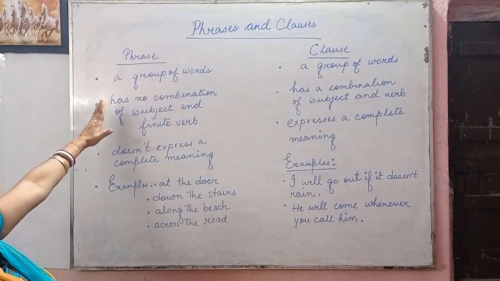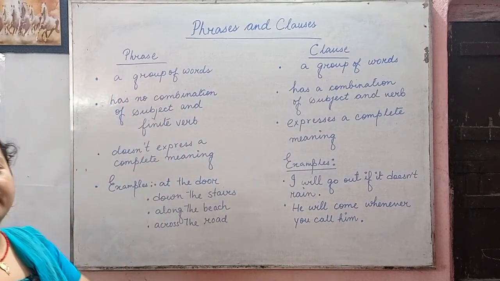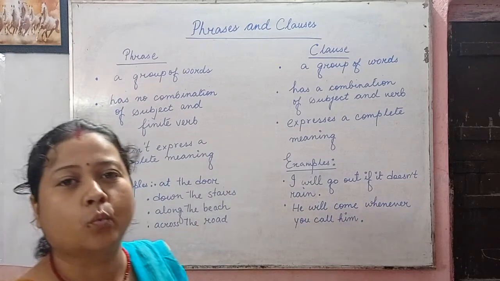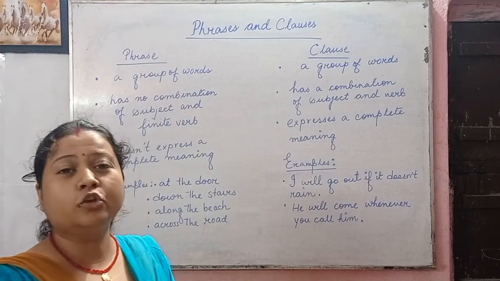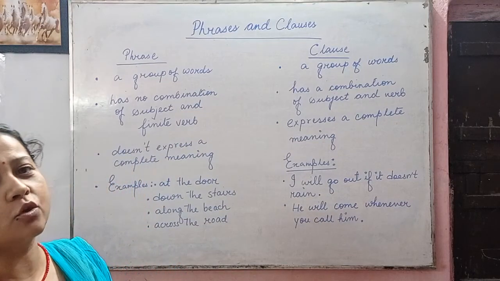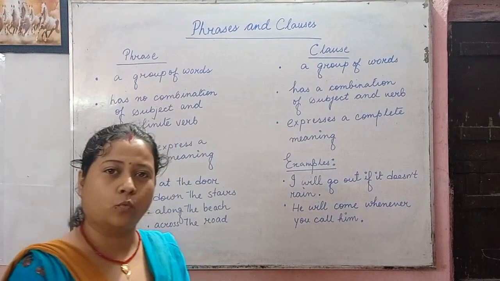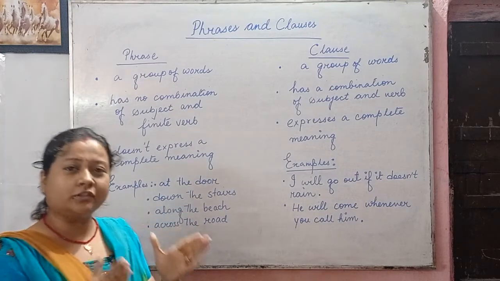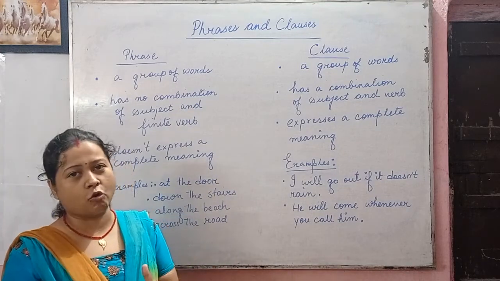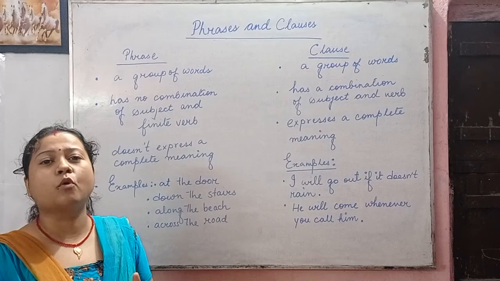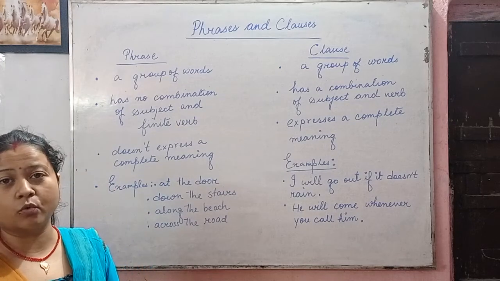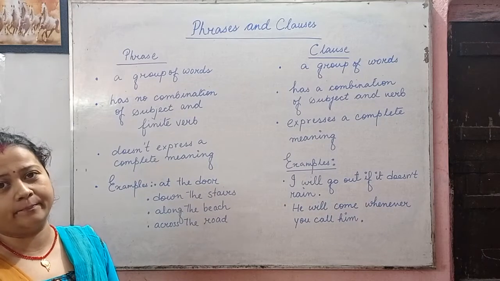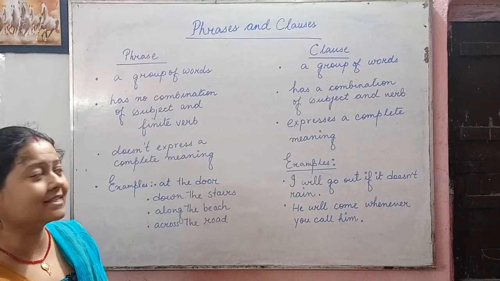Now see children, what is a phrase? A phrase is a group of words. If you look at the column of clause, you will see that a clause is also a group of words. So children, both phrase and clause are a group of words. But children, there are also differences between them. Now let us see what the difference is.